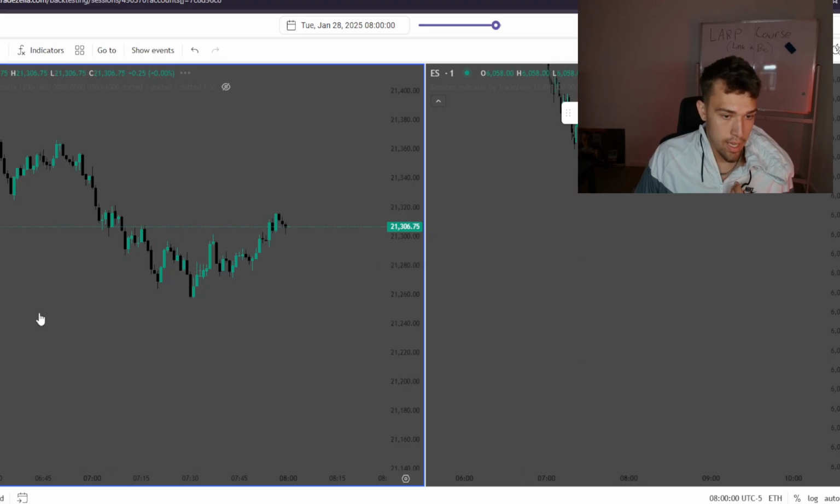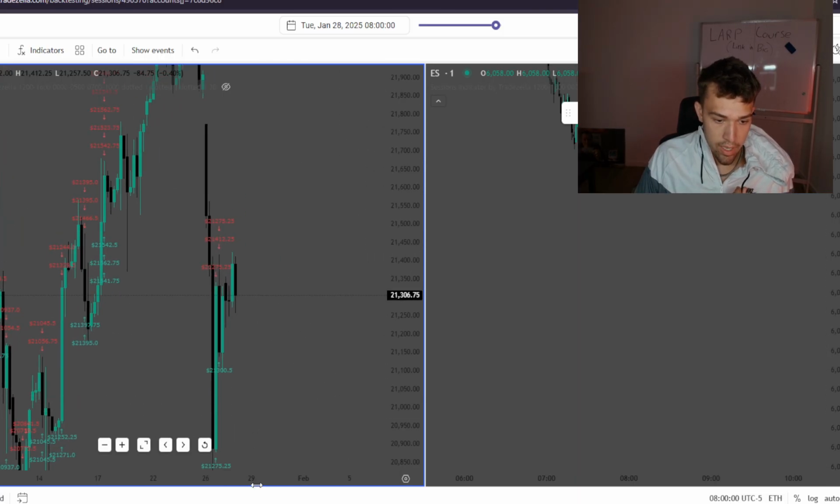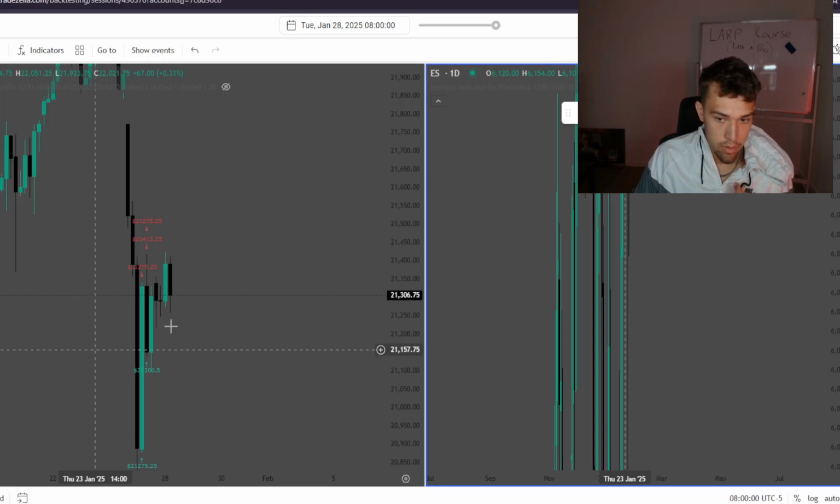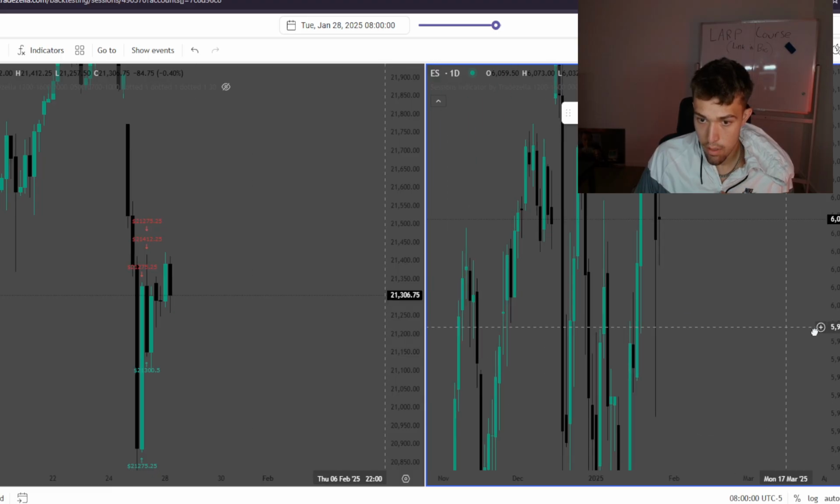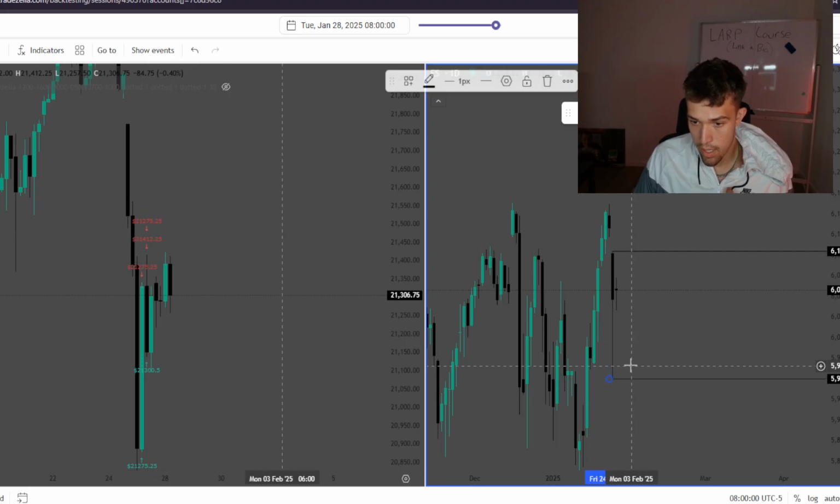All right, so boom, next day. This is Tuesday the 28th. We have 10 a.m. news. So what do we got here? We tapped into this 4-hour gap, which I always start on the daily. I almost forgot. Let's start on the daily. Now we still have this new day opening gap up here. We have previous day low right there.